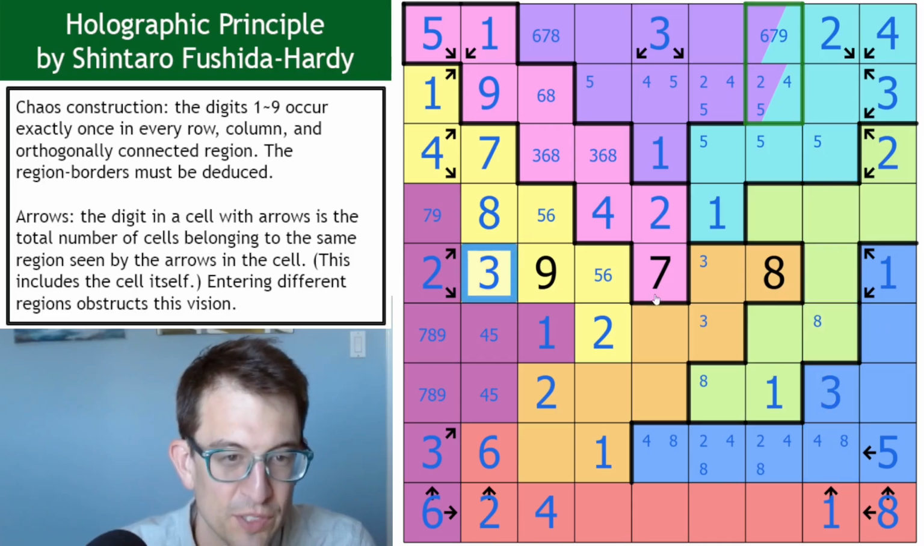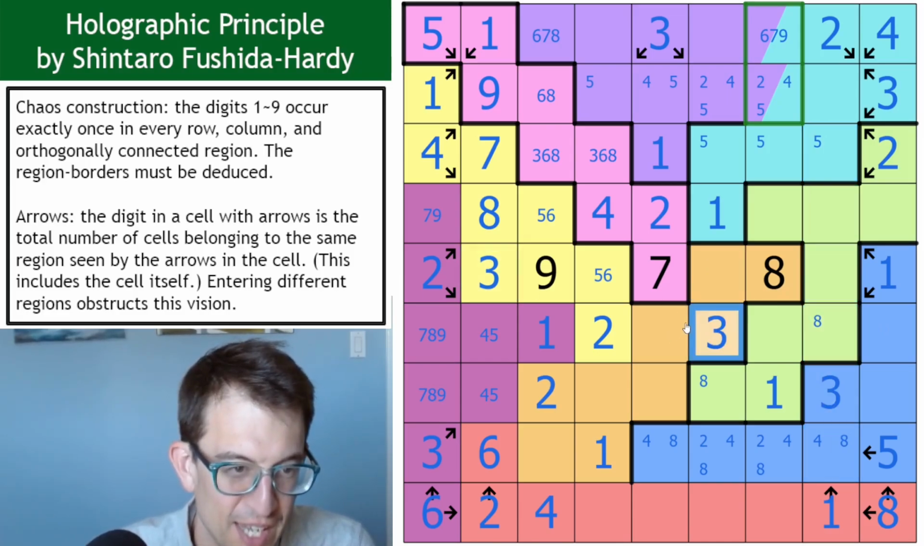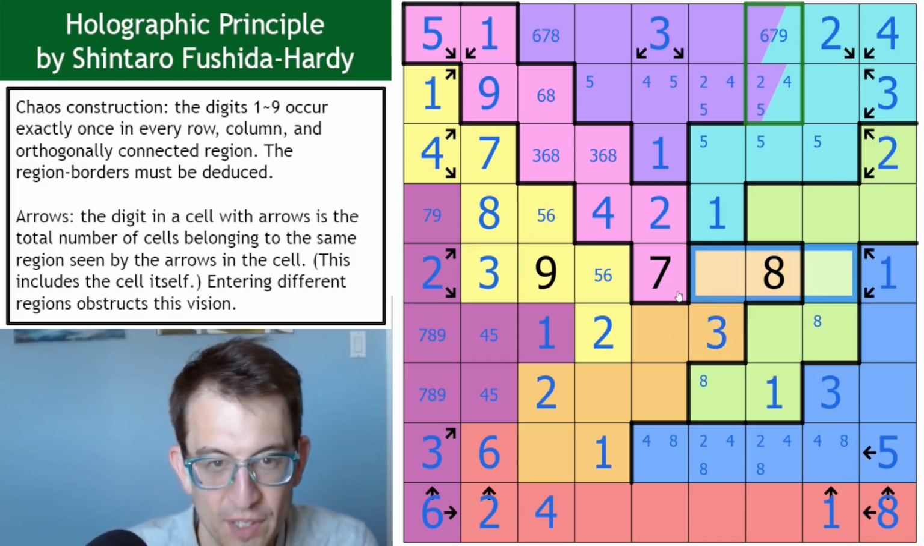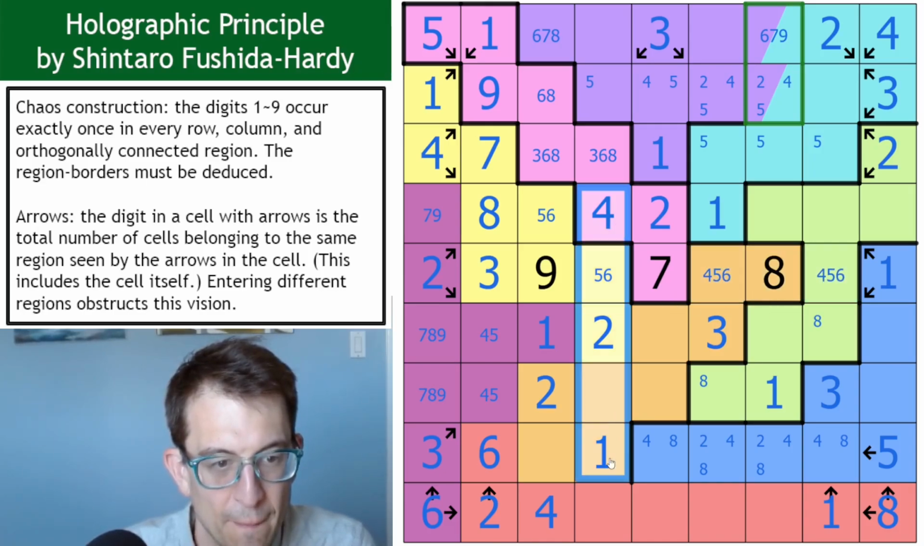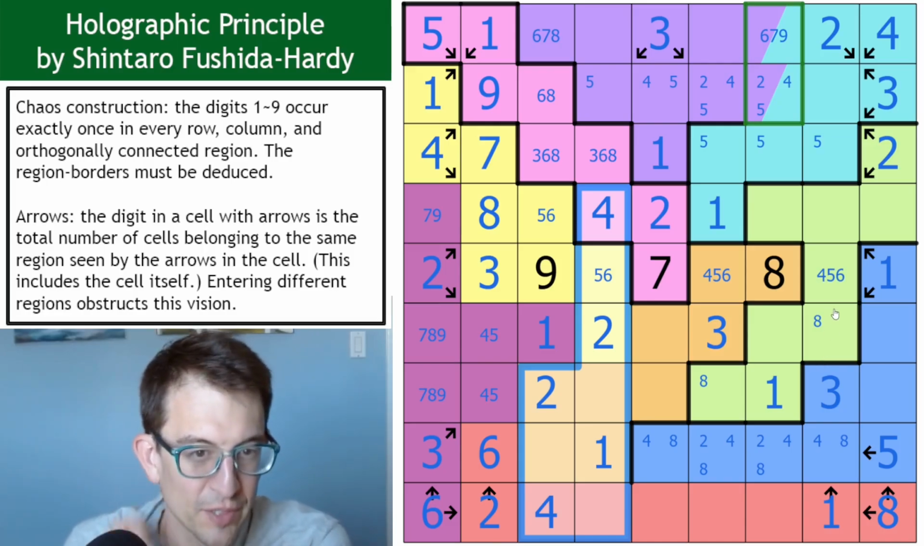Where does... Oh, this is 3. Well, so it's that 3 at least. So what's the digit? 4. 4, 5, 6. 4, 4. Oh, yeah. No, I don't know anything about 4s. Okay.